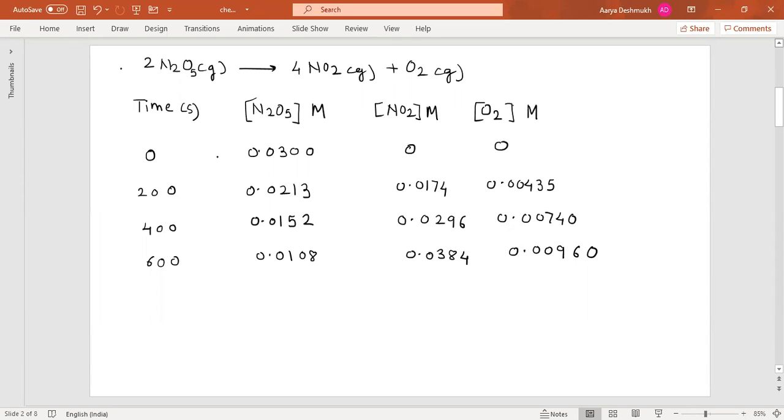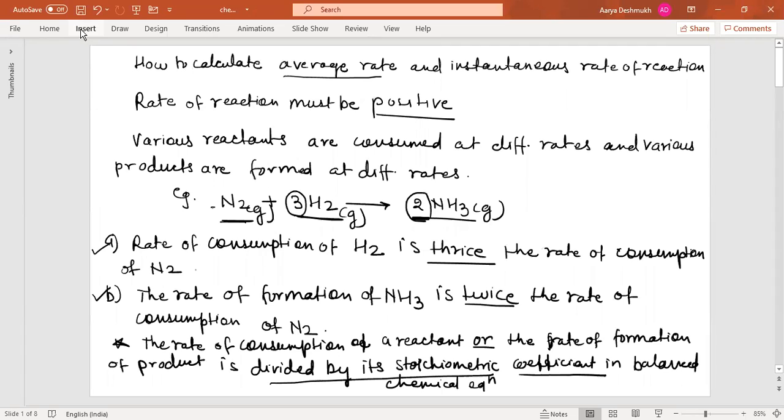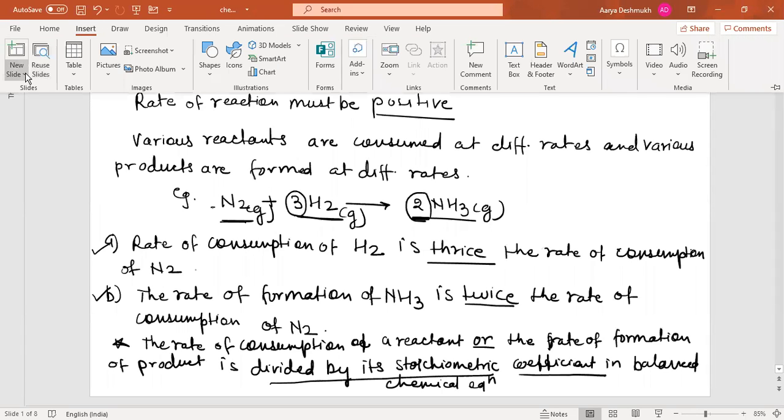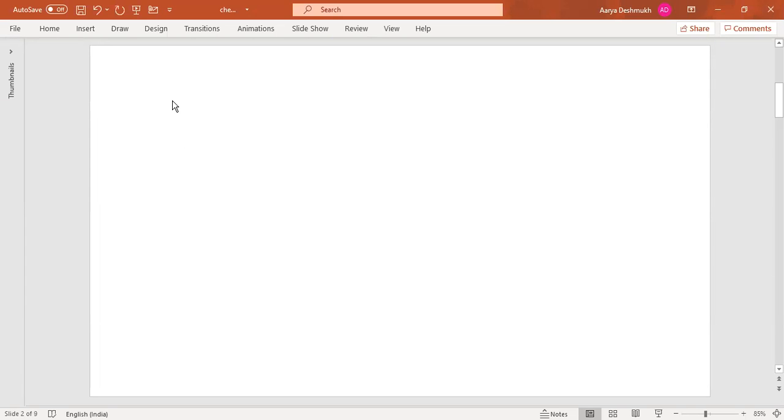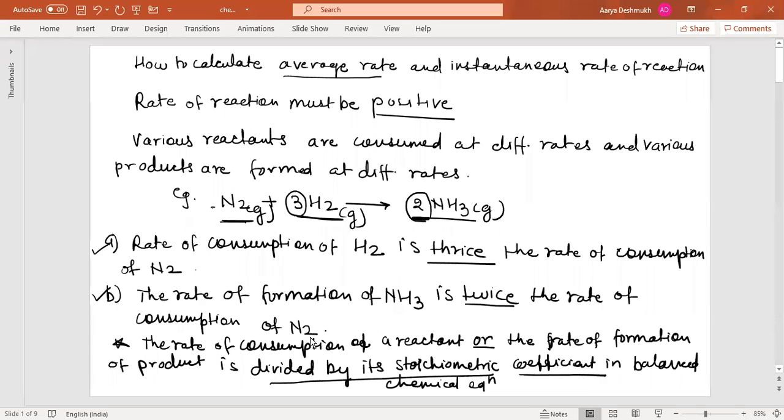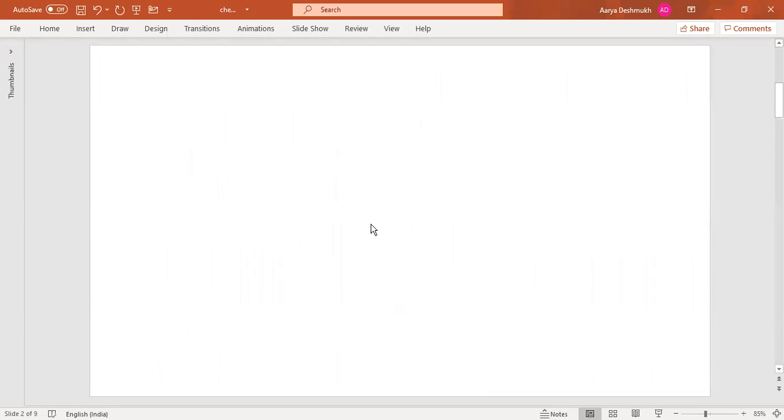Here, one more thing should be explained. Wait a minute, I'll add one more slide here and we'll talk about this. Now, I told you that up till now we have studied this. So in continuation with this reaction only, how will we write the average rate of the reaction for this particular reaction? This is the reaction in front of you.